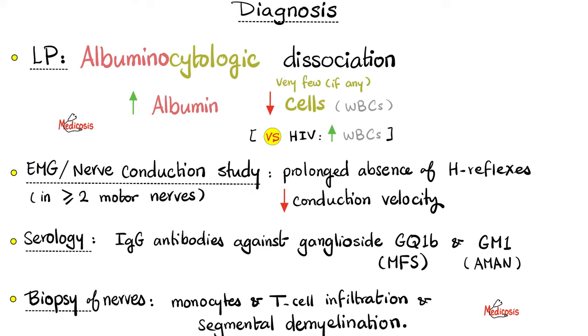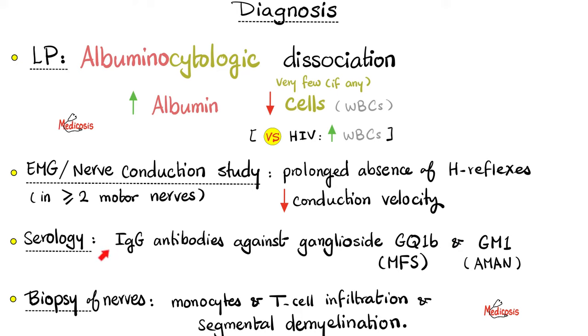If you want to learn more about EMG, I have a special video on this topic and you can find it in my physiology playlist. Next, we find IgG antibodies against gangliosides, such as ganglioside GQ1b and ganglioside GM1. But we only find these in specific variants, such as Miller-Fisher syndrome and the acute motor axonal neuropathy. But we do not find these specific antibodies in the acute inflammatory demyelinating polyradiculoneuropathy.